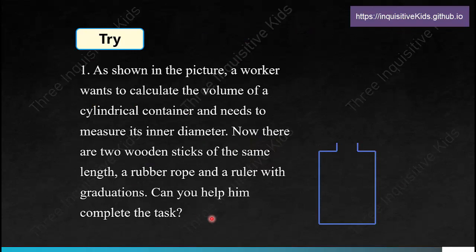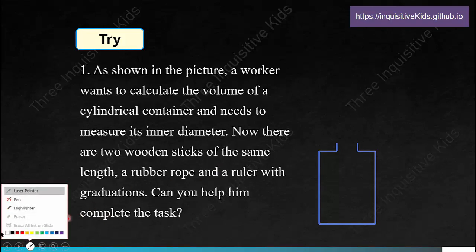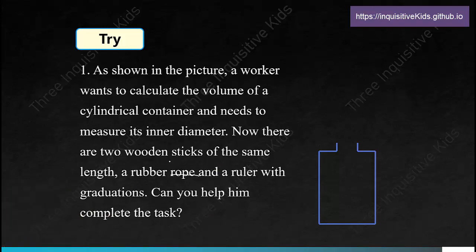Try. As shown in the picture, a worker wants to calculate the volume of a cylindrical container and needs to measure its inner diameter. Now there are 2 wooden sticks of the same length, a rubber rope, a rubber band, and a ruler with graduations. Can you help him complete the task? So there are 2 equal wooden sticks. So these are the 2 equal wooden sticks.